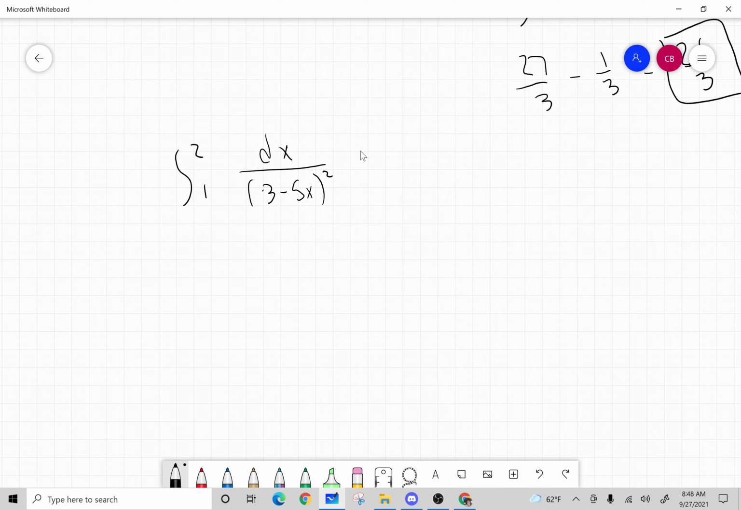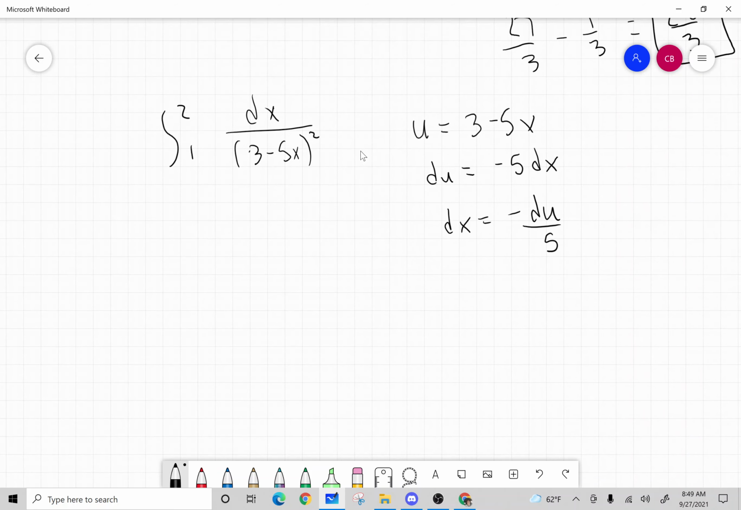Okay, so once again, maybe pick what u should be if you want to pause the video. So I'm just going to choose 3 minus 5x. That means du is going to equal negative 5 dx. And so we get dx is equal to negative du over 5.